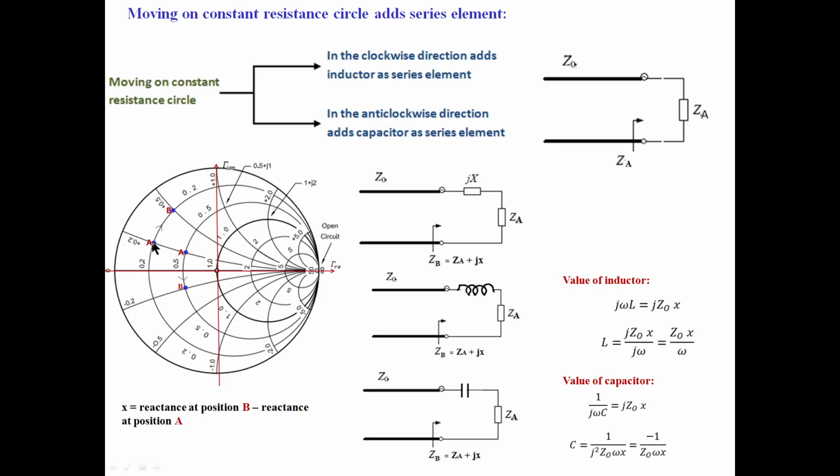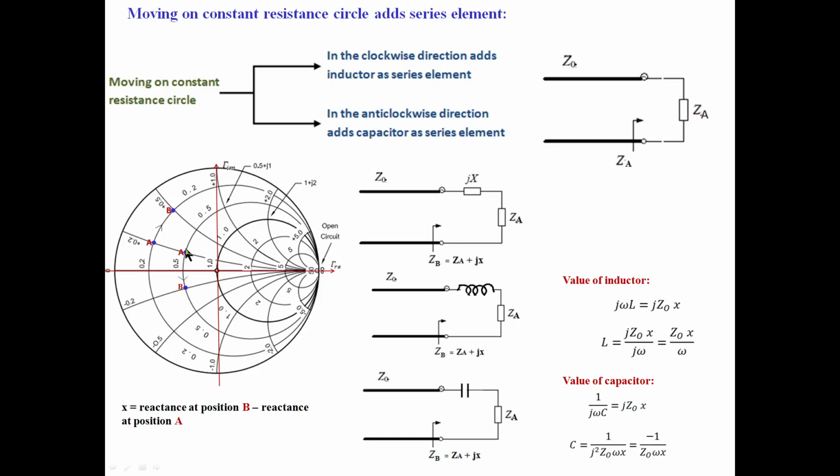So what we did, we moved on the resistance circle and reached some point, which is nothing but adding some inductor like this. So Z is there, but you added this. What is the impedance here after this? This is the impedance here.